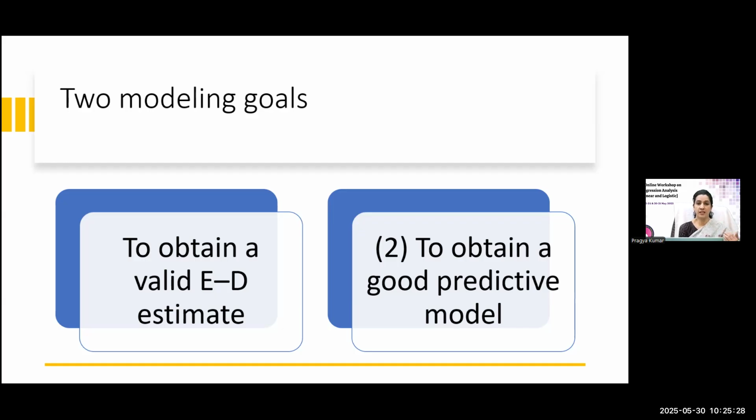If your study design is longitudinal, that means a follow-up study or cohort study, then only can you go for this prediction model. Why? Because in prediction, you are predicting something. So you are telling the risk or future risk of a disease. And in that case, you should know what the exposure is and what the disease estimate is. So you want to obtain a valid exposure-disease estimate, and you want to obtain a good predictive model. That's the two main goals of these prediction equations.